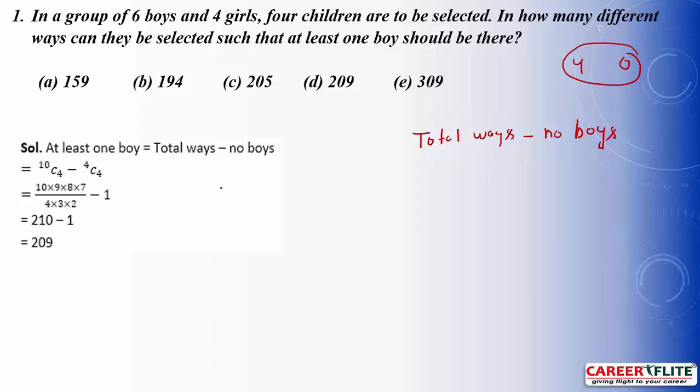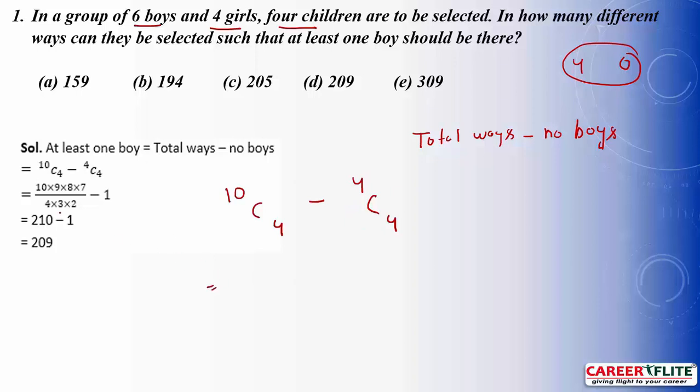So this can be solved from 10 children. Total children are how many? 6 boys and 4 girls. From 10 children we have to select 4 children, that is 10C4. Only selection, not arrangement, so it will be C, that is combination. For no boys, from 4 girls we select all 4 girls, that is the case of no boys.